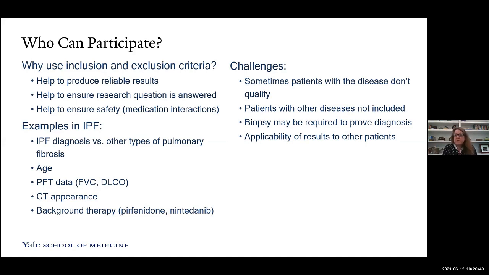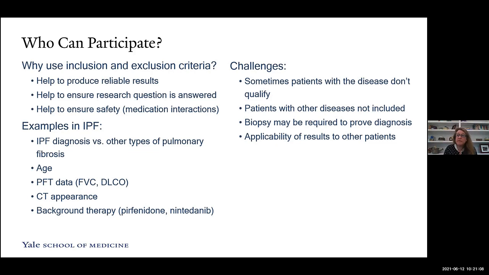So who can participate in a study, and why is it that there are inclusion and exclusion criteria? Well, it's incredibly important that you get uniform groups of patients so the comparison is valid. It helps produce reliable results and make sure that the actual question you're asking with that study is answered, because there's no point in doing a trial if you're not actually going to get an answer from the trial itself. And it also helps to ensure safety.